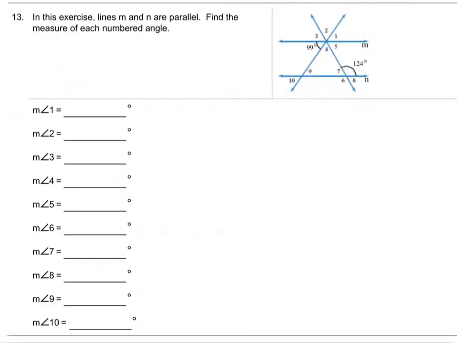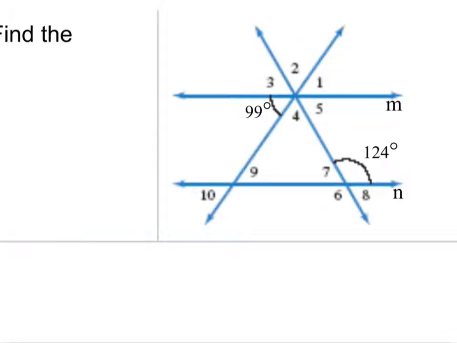All right, on to number 13. They want us to find all the angles there. Let's go to this diagram. So we know this one is 99 because those two are diagonal. See how they're diagonally across from each other? If you fill in these two lines, they're diagonally across. Okay, and same thing here. These are diagonal, so this has got to be 124. Diagonal angles are called vertical angles. They're always equal.